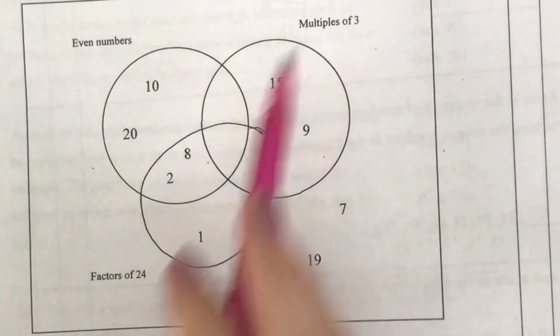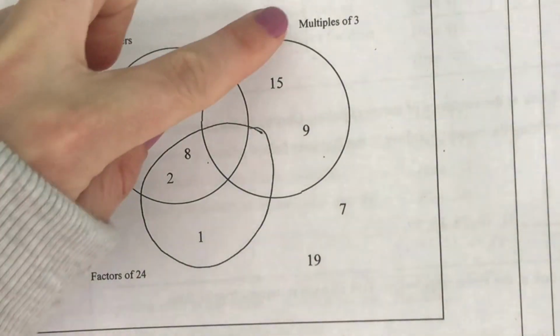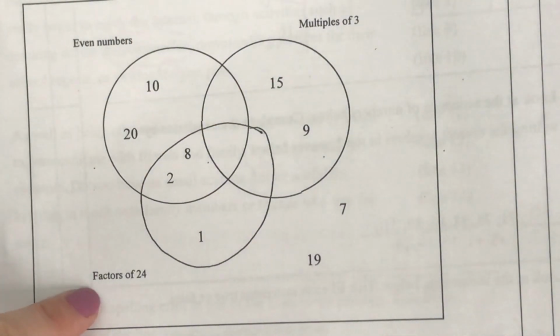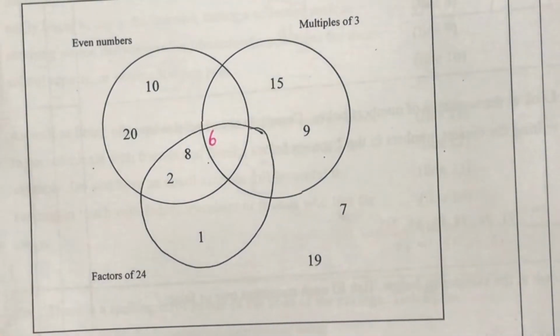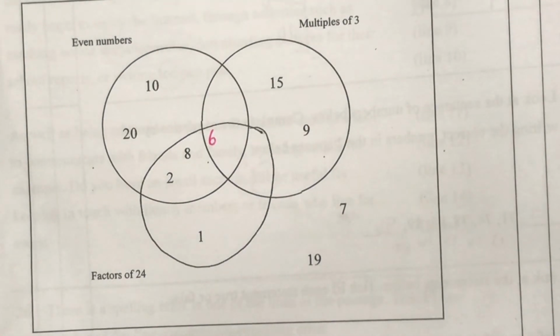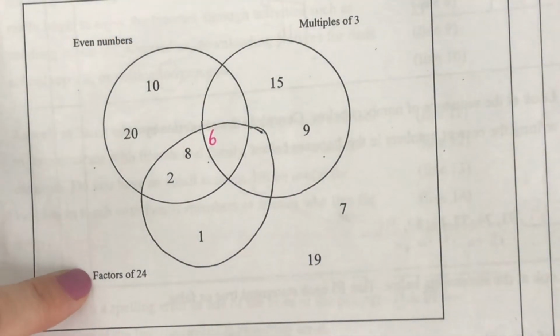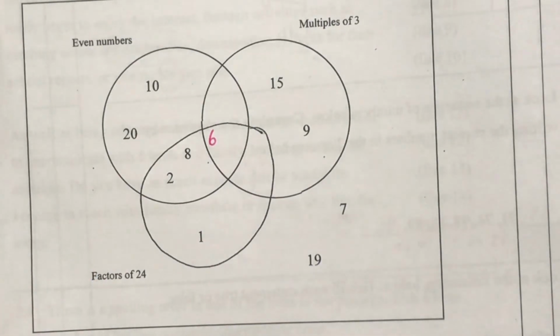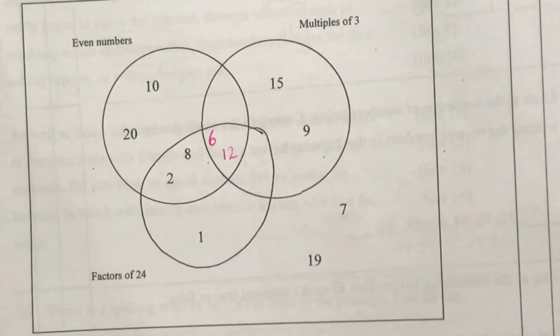I would think with your multiples of 3, so you've got 3, it's not an even number. You have got 6, it is an even number, it's a multiple of 3, and also it's a factor of 24 because 24 divided by 6 is 4. So you're going to pop 6 in there. Your next multiple of 3 is 9. 9 is not an even number. Then you've got 12. 12 is an even number. It is a multiple of 3 and it's a factor of 24 because 12 times 2 is 24. So that's your 2 numbers that go into the middle section of the Venn diagram.